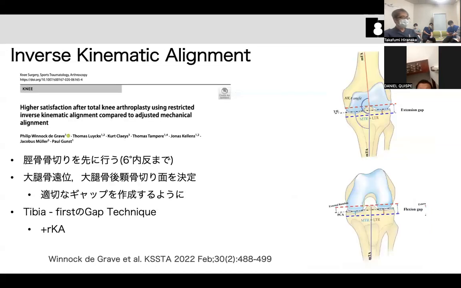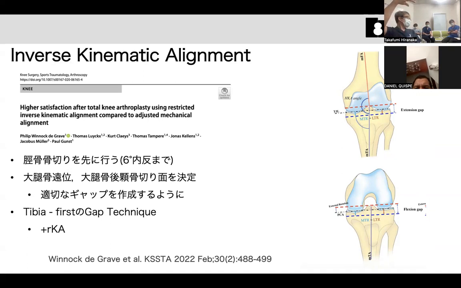So as a result, especially the tibia cut can be limited. So it is very reasonable to cut the tibia part under the restriction and then decide the distal and the posterior surface of the femur based on the gap. This is a kind of true gap balancing technique. The true gap balancing is to cut the tibia first, perpendicular to the tibia axis, then in flexion, cut the distal femur, and then the posterior condyle to make the parallel gap.